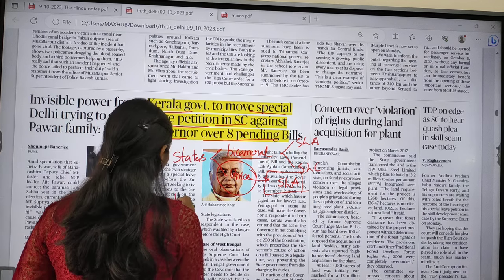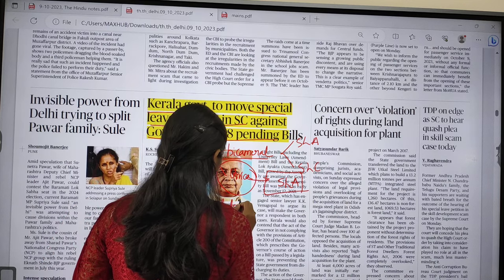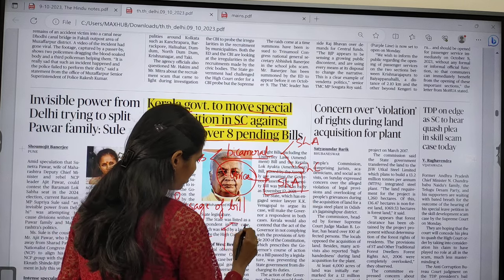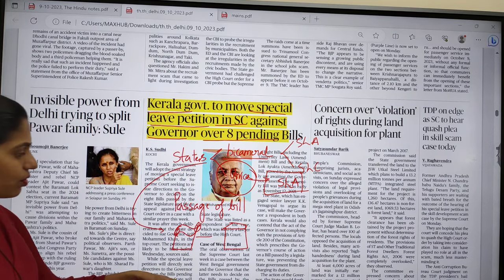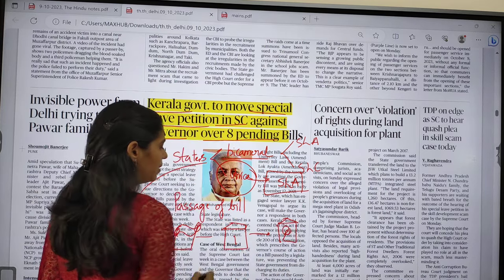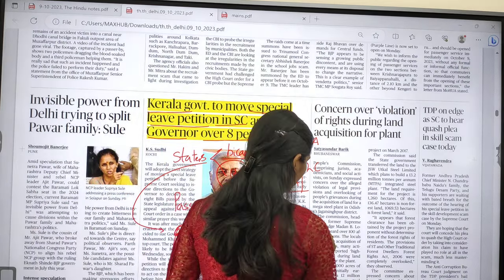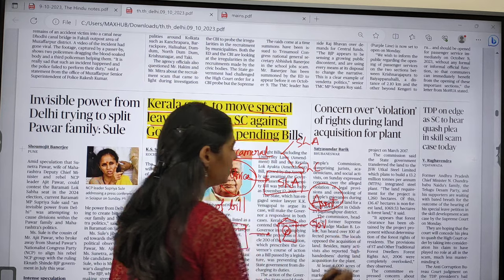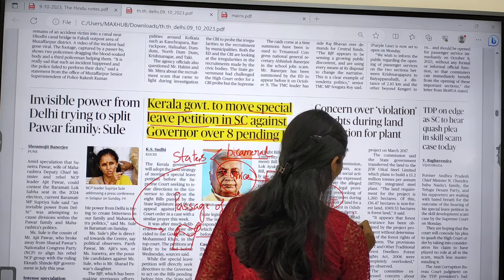Here, we are talking about the procedure for passage of a bill. I am talking about bicameral legislation now. This bill, first of all, will be placed in one house. After passing of the bill in the first house, it will be moved to the second house. After the bill is passed in the second house, it will be placed before the governor to get assent. Assent means nothing but just signing of the bills. The governor has some veto powers here. So what are the veto powers of the governor?